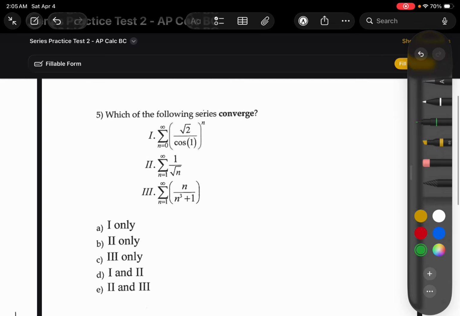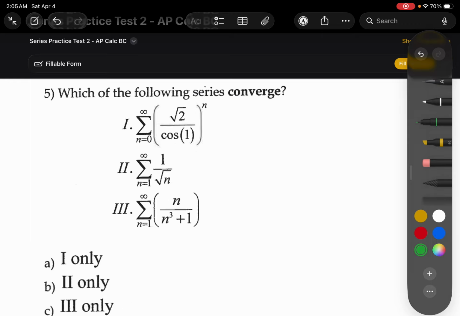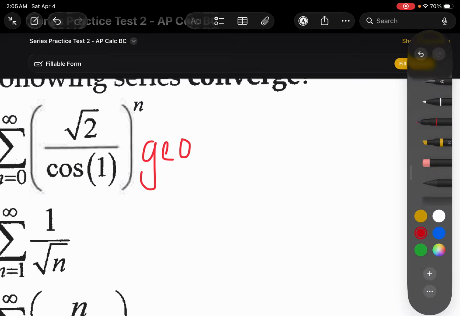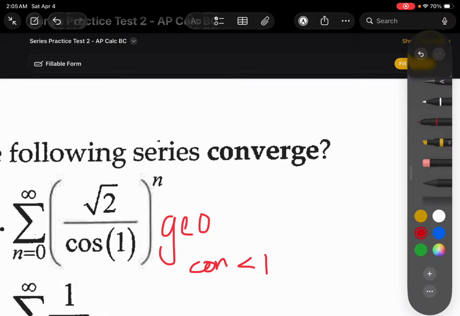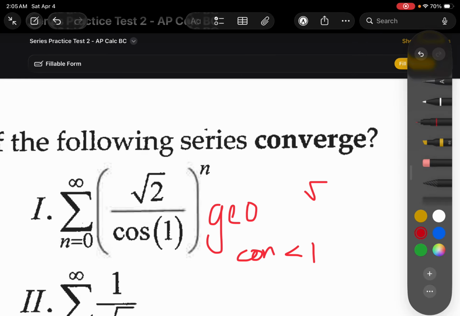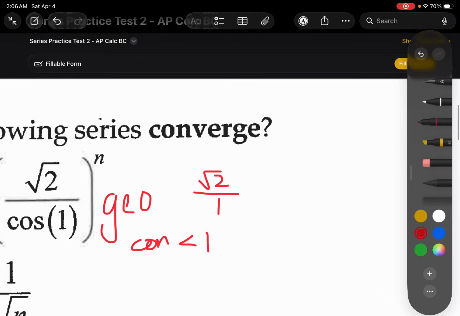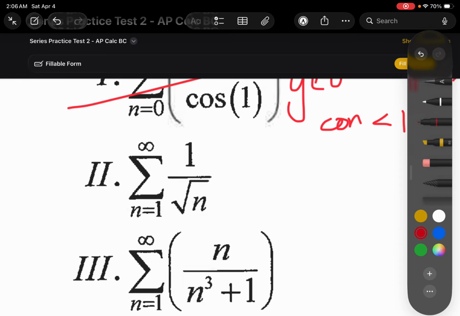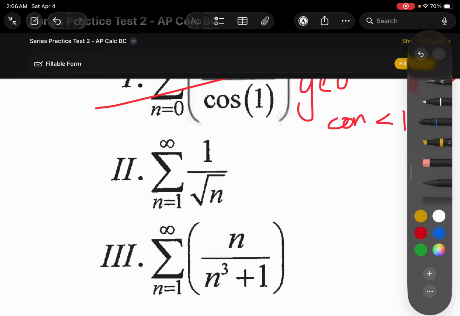Moving on, question 5. Which of the following series converges? This is a geometric series, and it converges when the ratio is less than 1. Yeah, so let's see. Root 2 over cosine of 1. Since cosine of 1 is bounded between 1 and negative 1, that's just going to be 1. Root 2 is greater than 1, meaning that this does not converge. It diverges.